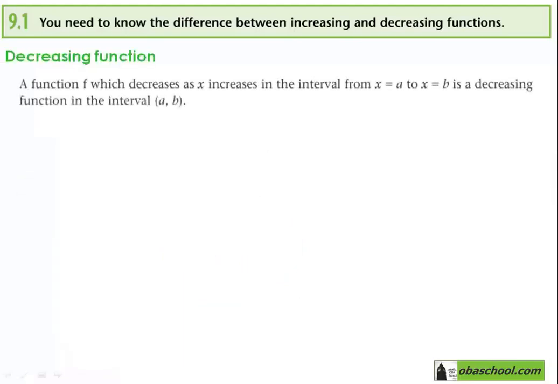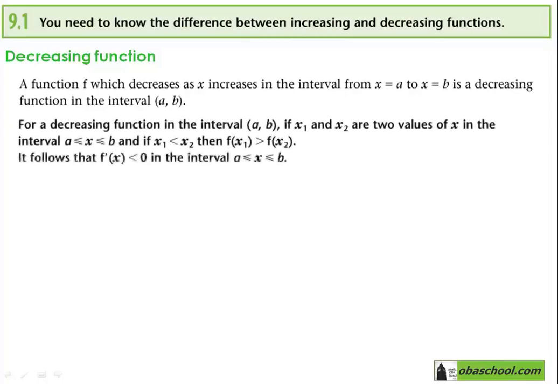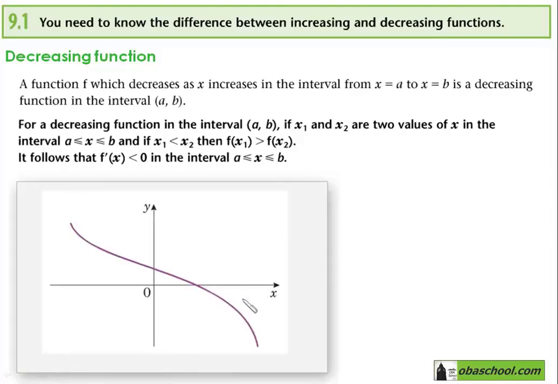Now for the decreasing function. A function f which decreases as x increases in the interval from x equals a to x equals b is a decreasing function in the interval ab. For a decreasing function in the interval ab, if x1 and x2 are two values of x in the interval x between a and b, and if x1 is less than x2, then f of x1 is greater than f of x2. Look at the graph in order to understand better.